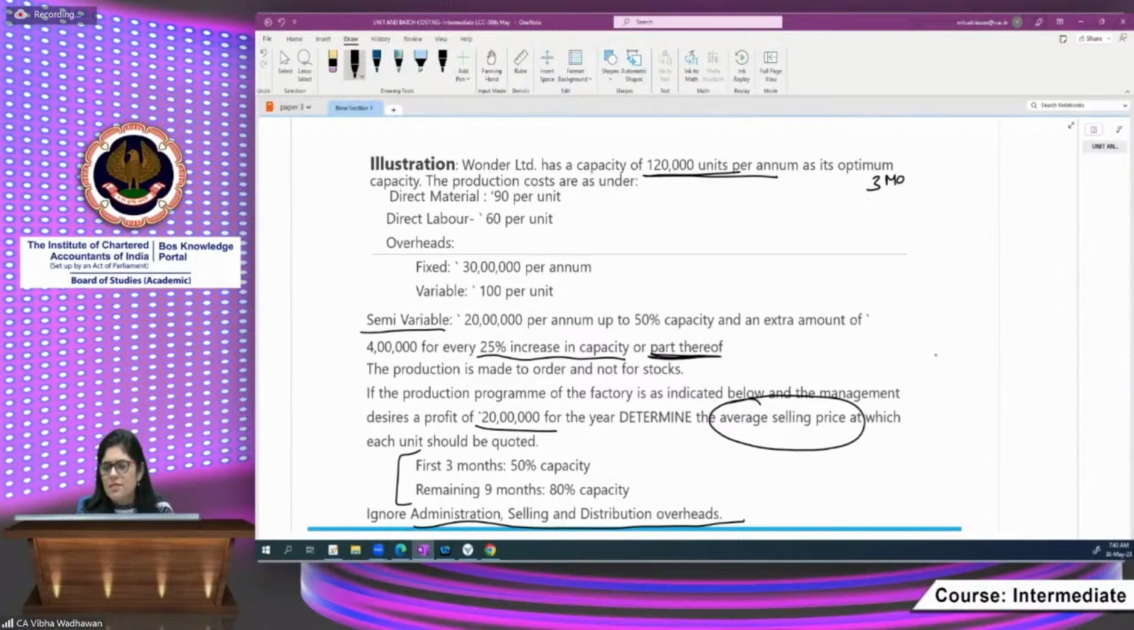So 3 months, first 3 months, and then 9 months. Okay. First 3 months and 9 months. So 3 months capacity is 50%. And 9 months capacity is 80%. Clear? So can you tell me the capacity or the units for first 3 months and then 9 months?